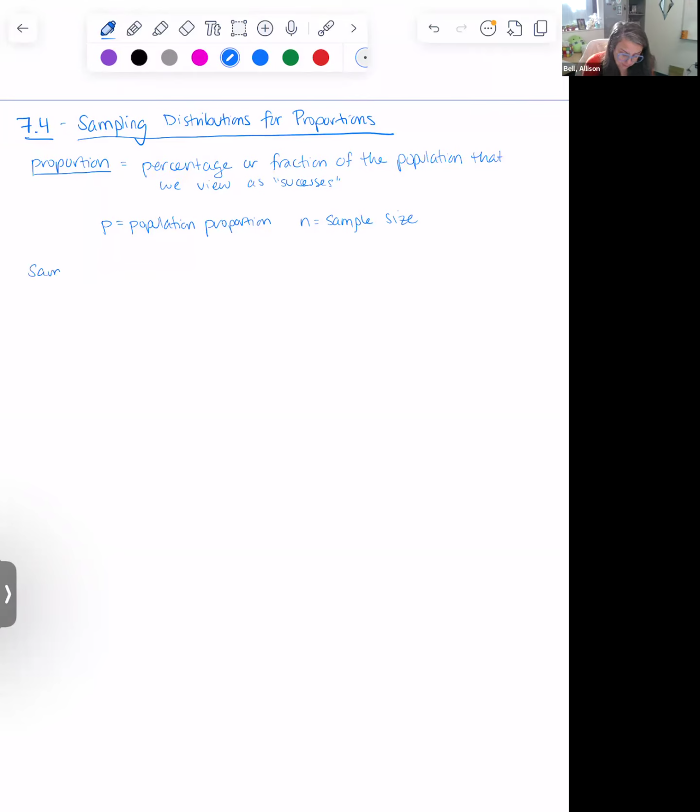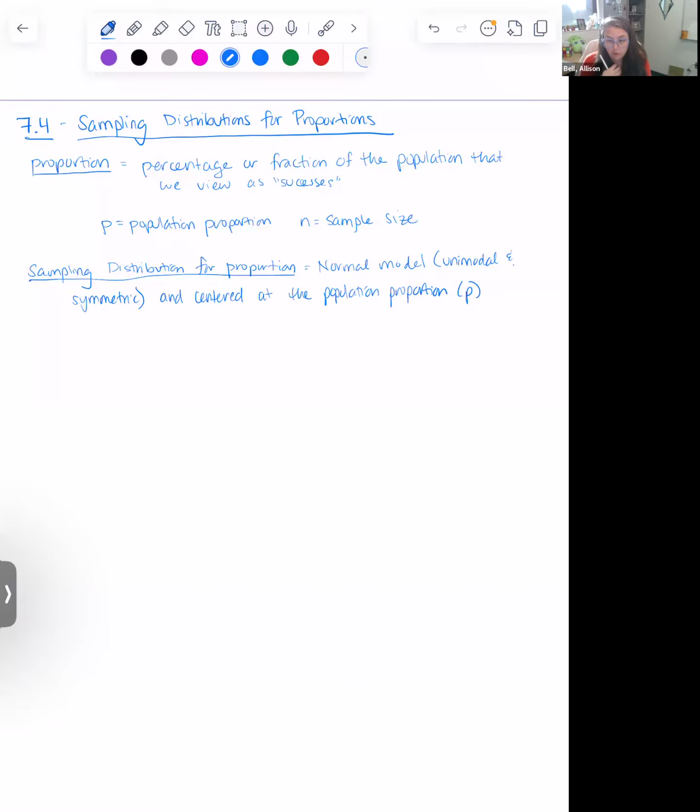Now, a sampling distribution for a proportion, make sure I spell it right. This is a normal model. Just to remind us of what that means, that means it's unimodal and symmetric and centered at the population proportion. So the center of the normal model is actually the population proportion p.